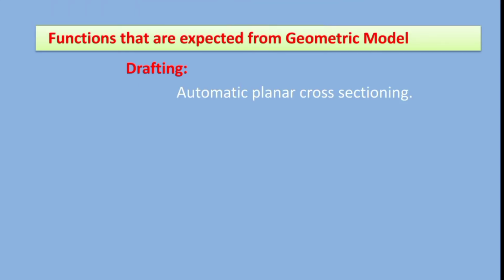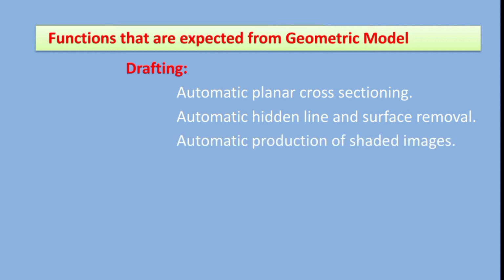So if you see automatic planar cross sectioning, cutting sections, if you want to see them, you can do it once the three-dimensional geometric modeling is available. Similarly, if you want to remove hidden surfaces and lines, for all these things the geometric model is required. Similarly, shaded images: if you just created a two-dimensional model and want to go for shaded images, we can do that with a geometric model.